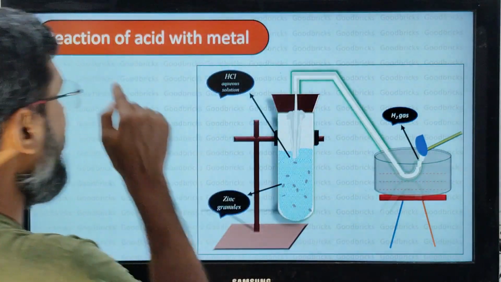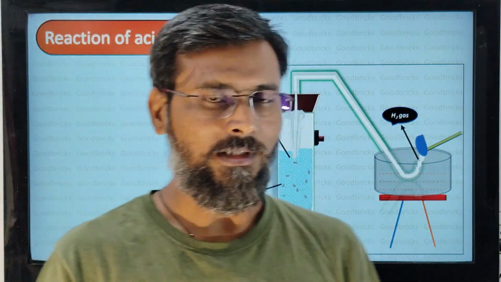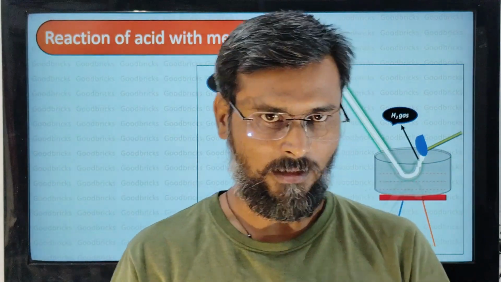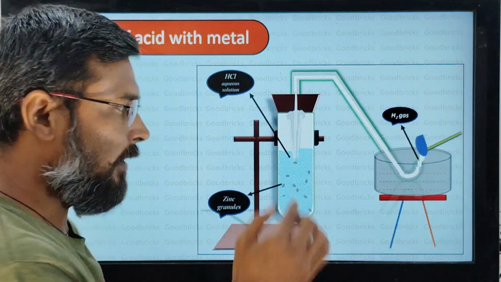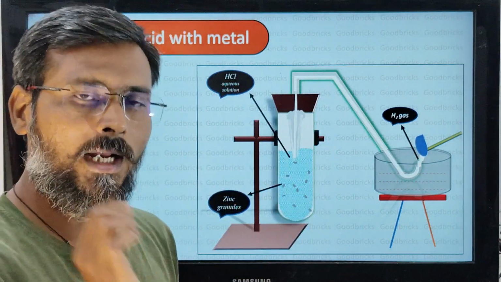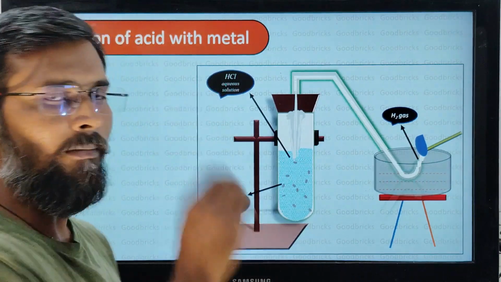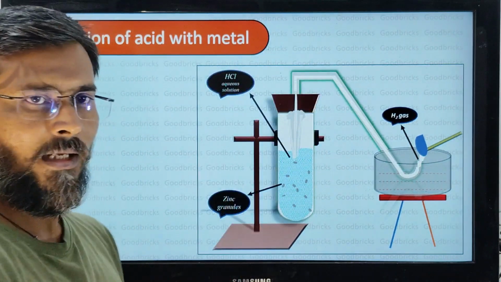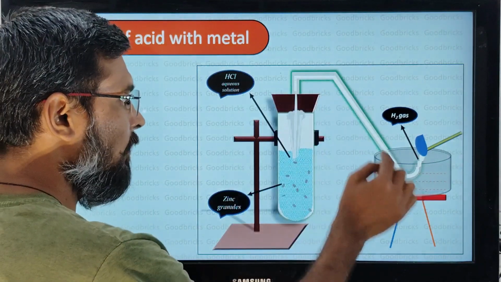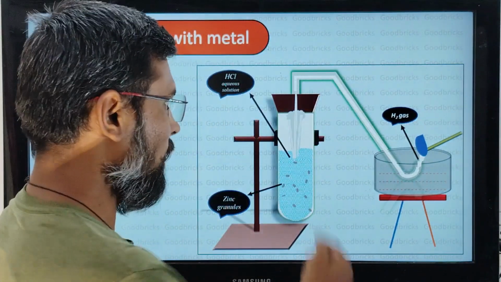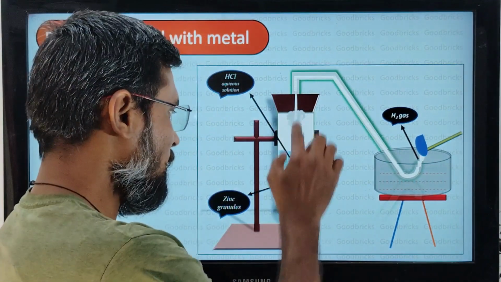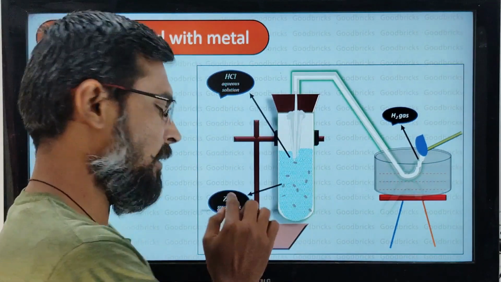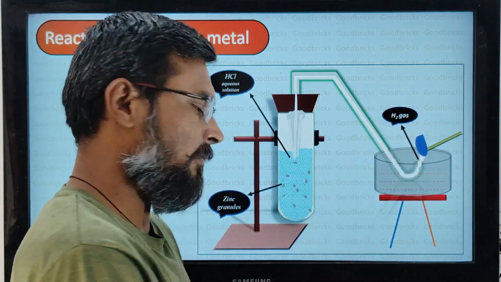What is that? Reaction of acid with metal. This is the main topic of this particular video. And you can see here we have a test tube. In that we have poured dilute hydrochloric acid and in that we have dropped some zinc granules. Then we fixed this rubber cork. To this we have fixed a delivery tube to collect the gas which is evolved during the reaction between the acid and the metal. And during this reaction, there is a gas. What is that? Hydrogen gas.